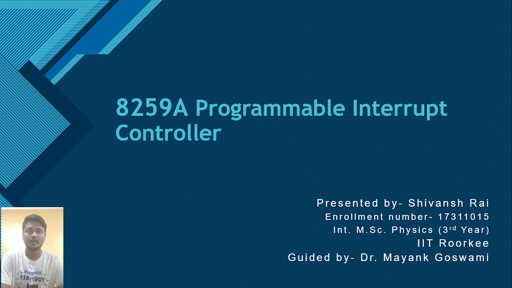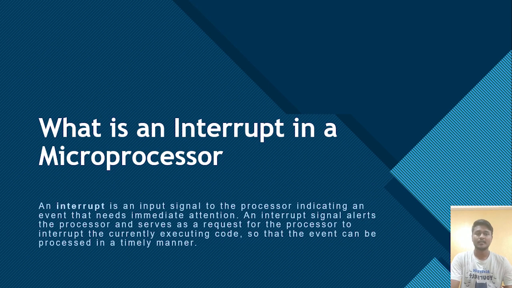Controller. Now, first of all, let us talk about what is an interrupt to the microprocessor. So an interrupt is an input signal to the processor indicating that an event needs immediate attention. An interrupt signal alerts the processor and serves as a request for the processor to interrupt the currently executing code so that the event can be processed in a timely manner.